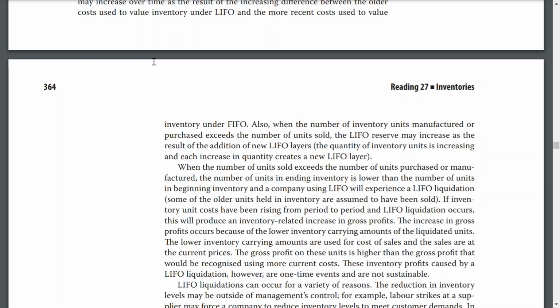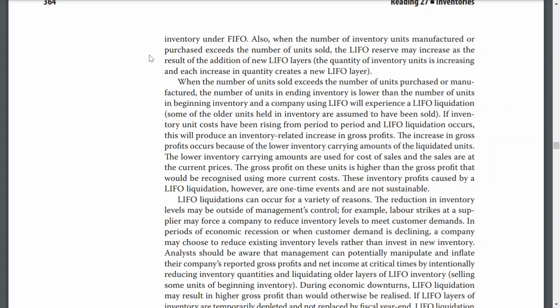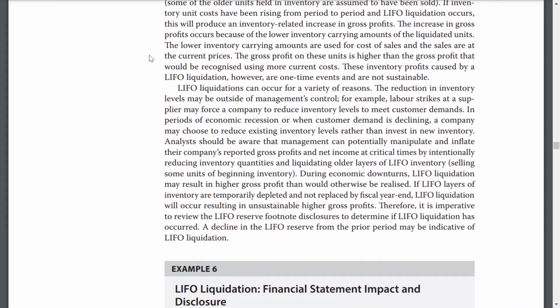This increase in gross profit occurs because the lower inventory carrying amounts of the liquidated units are used for the cost of sales, and the sales are at the current price. The gross profit on the unit is higher than the gross profit that would be recognized using the more current cost. The inventory profits caused by a LIFO liquidation, however, are one-time events and not sustainable. LIFO liquidation can occur for various reasons.